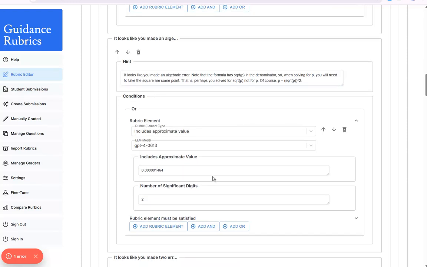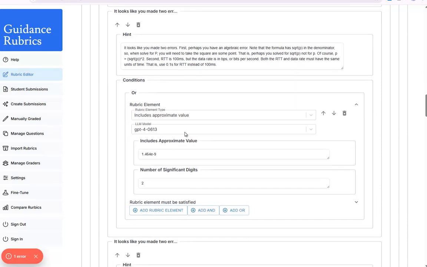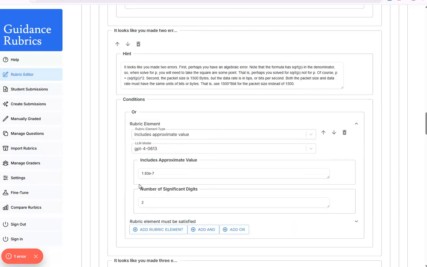Here's another one. If we detect this number, then it looks like they solved for the square root of P, and they need to solve for P. So they need to take the square root of that. We don't tell them exactly what to do, but close enough. And so on. We have many other ones. So if we see this value, approximately that value, we have this hint. We have a large number of these, all the different things that they could mess up.